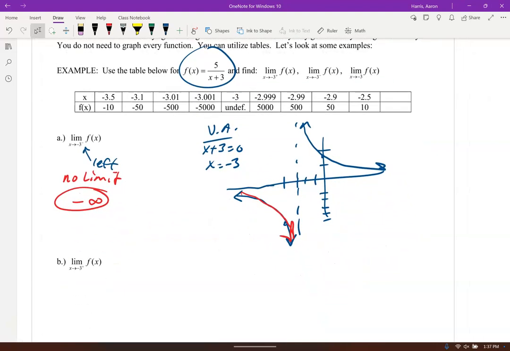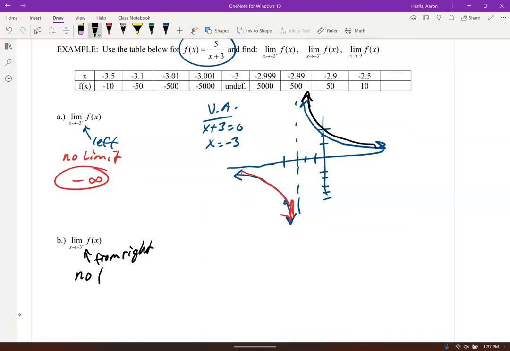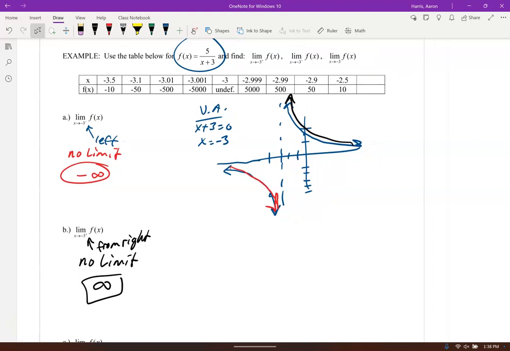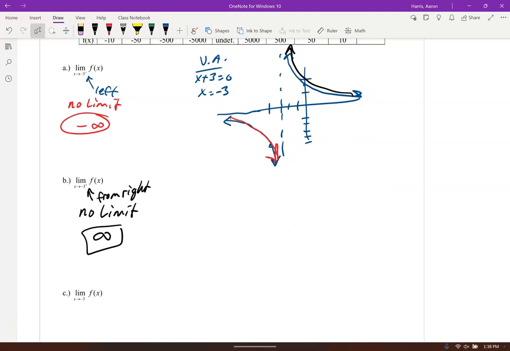Now if I'm approaching -3 from the right, it's shooting me up. Does the limit exist? No, there's no limit. Again, I'm not getting arbitrarily close to anything, but I'm going to describe it and say it shoots to infinity. And then overall, do they agree? One shoots to negative infinity from the left side, one shoots to positive infinity from the right side. Do they agree? No. So on the last one, I say the limit does not exist.